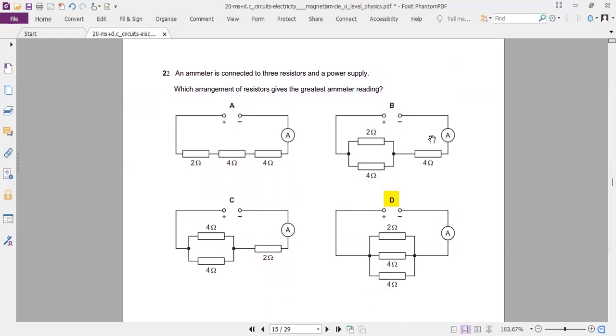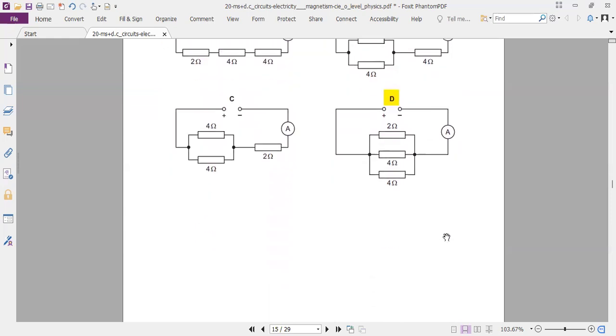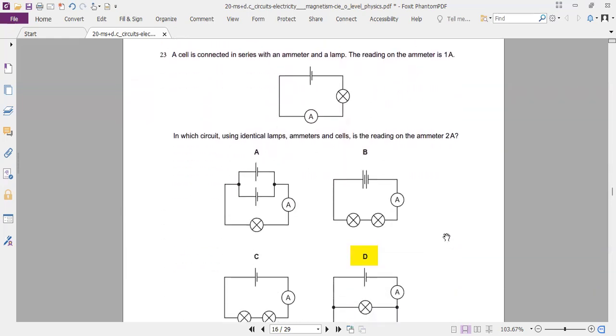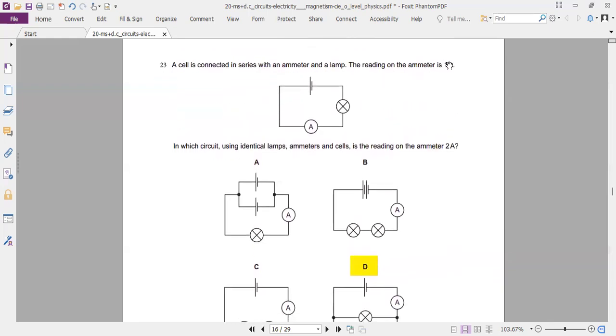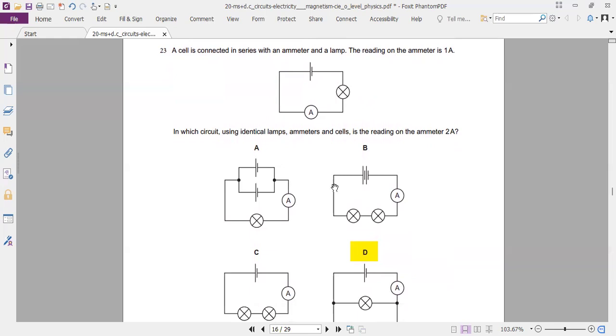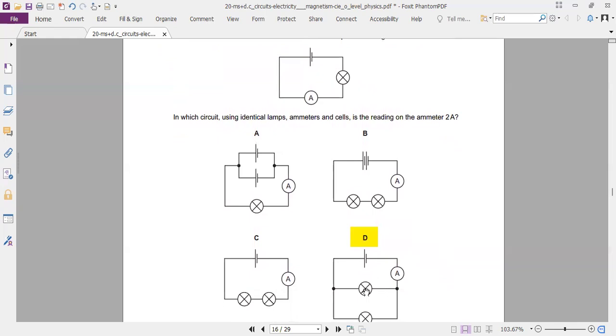Gives the greatest ammeter readings. So if you have the resistors in parallel, forget about everything else and just follow this, D. Reading is 1 amp here. When you connect it in such a way that it should read 2 amps. When you connect two light bulbs in parallel, the total current will increase to 2 amps because each light bulb operates on 1 amp, gives 1 amp here. The 1 amp from this light bulb and 1 amp from this light bulb will combine here.